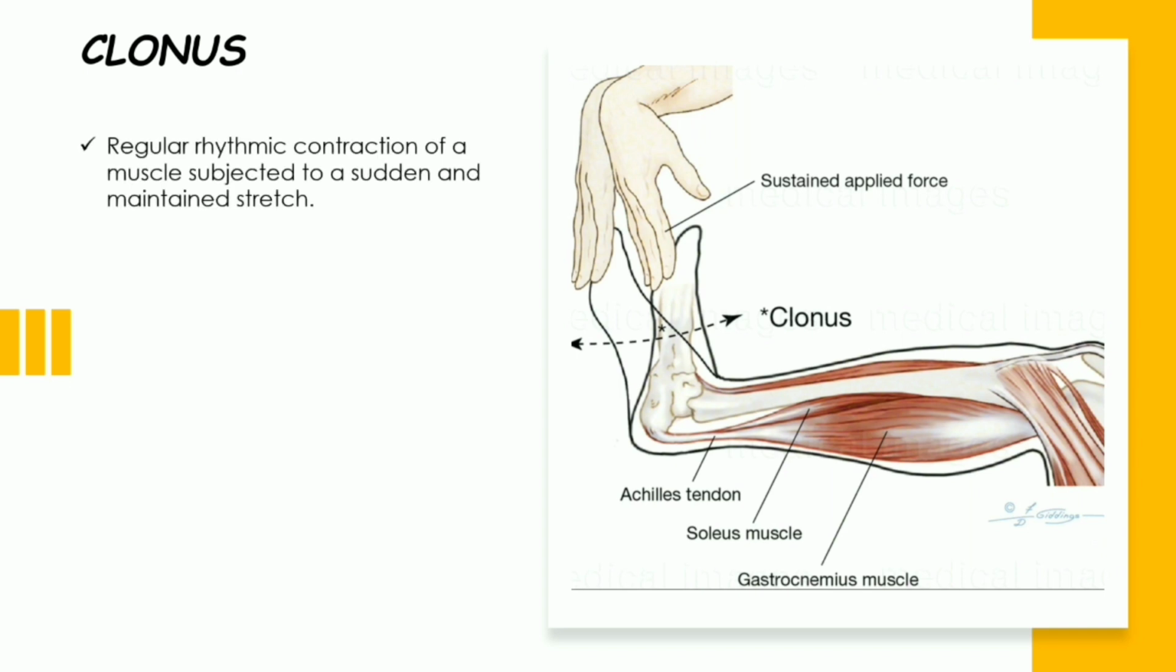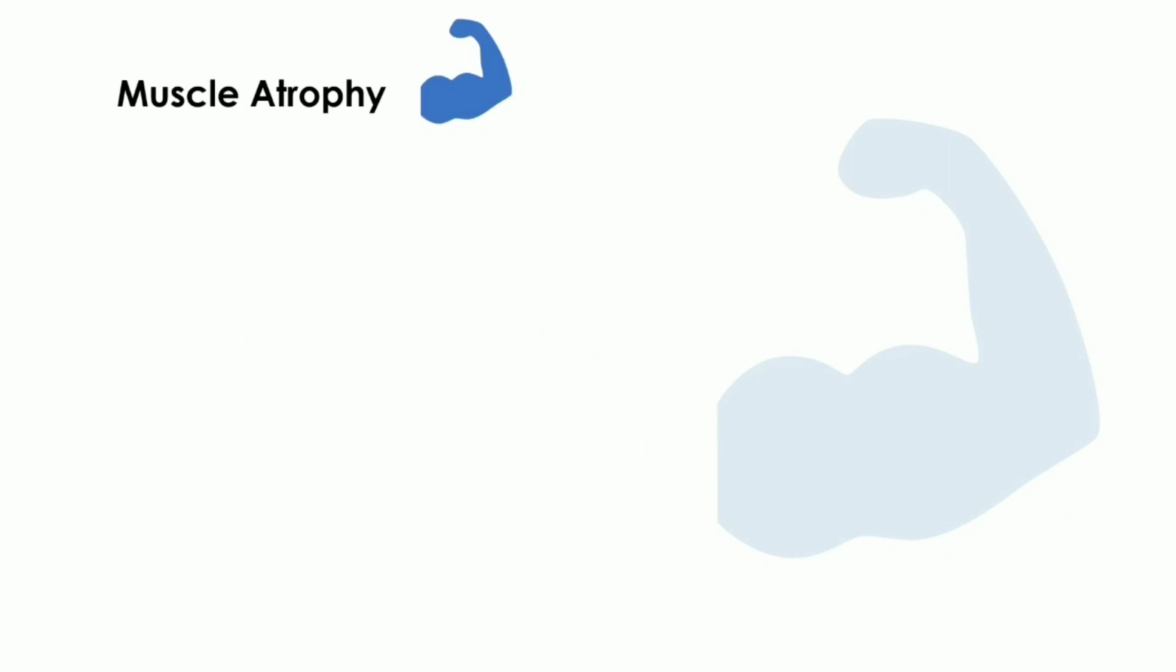So clonus is a regular rhythmic contraction of a muscle which is subjected to a sudden and maintained stretch. Now what is the reason for clonus? Hyperactive spindle. Because gamma discharge കൂടുതലാണ്, spindle is very hyperactive. അതുകൊണ്ട് ചെറിയൊരു സ്ട്രെച്ച് വന്നാൽ തന്നെ മസിൽ കൺട്രാക്ട് ചെയ്യും. അപ്പോൾ there is a rhythmic contraction and relaxation of the ankle joint, that is called as clonus. Okay, so that's about spasticity. Now what about muscle atrophy?